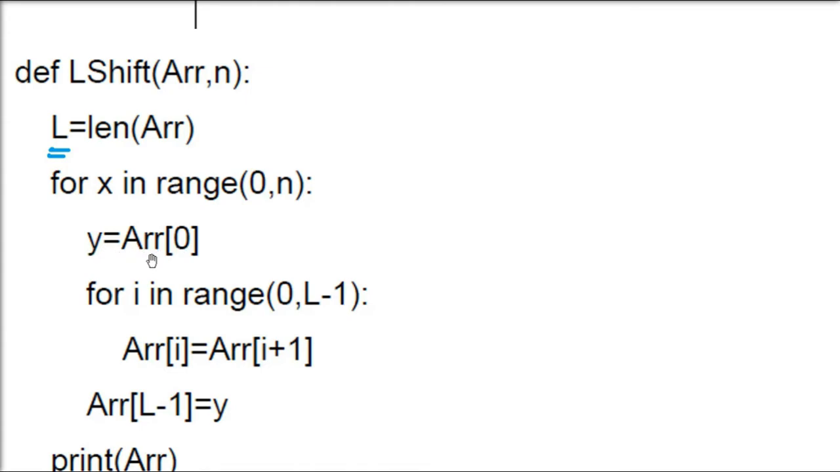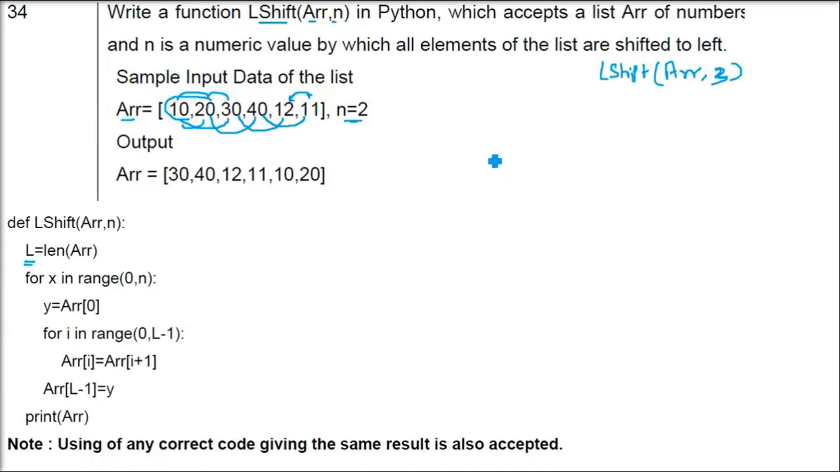Now this is a very important line, y equals ARR 0. So y will be saving the first element of this list. Let me write the list. This is the index 0, 1, 2, 3, 4, 5. The ARR 0 is 10. So we will save or secure this 10 to y, because when we will be shifting, 20 will take the place of 10. So what will happen to 10? That is why we have to save it first. And then we'll apply the loop.